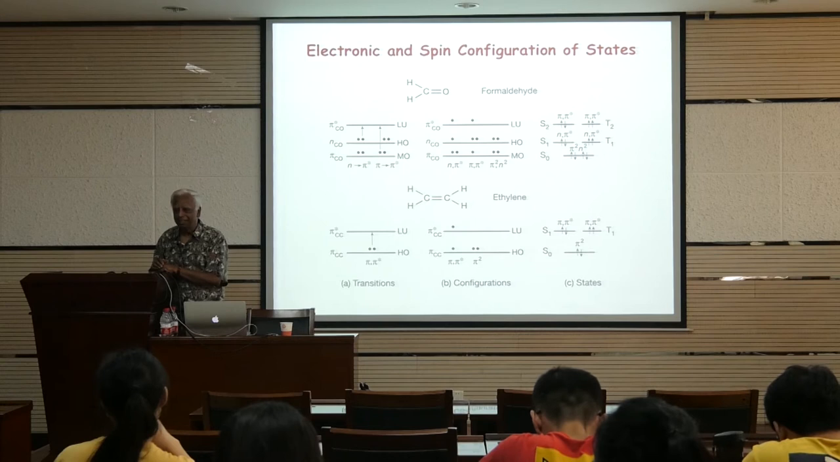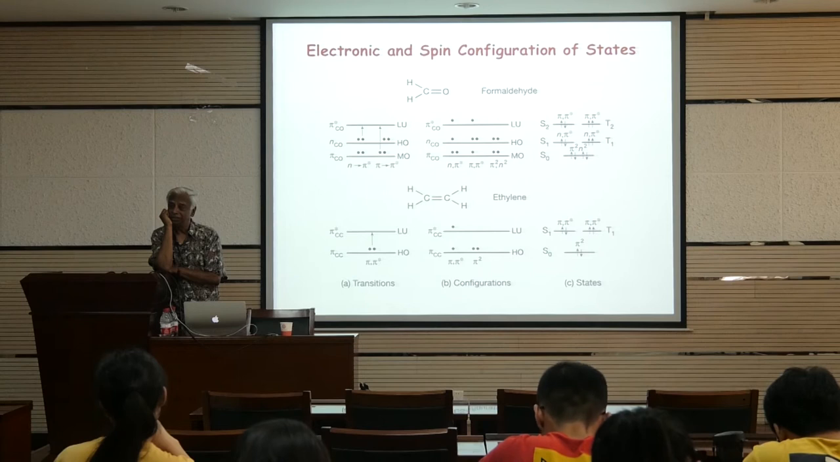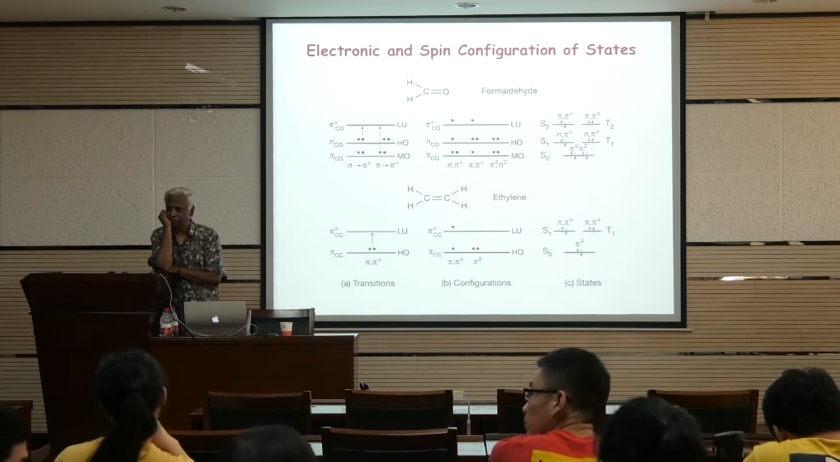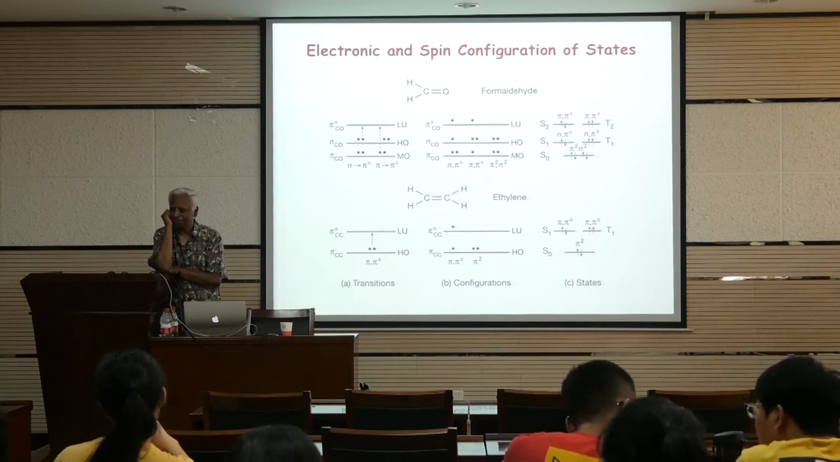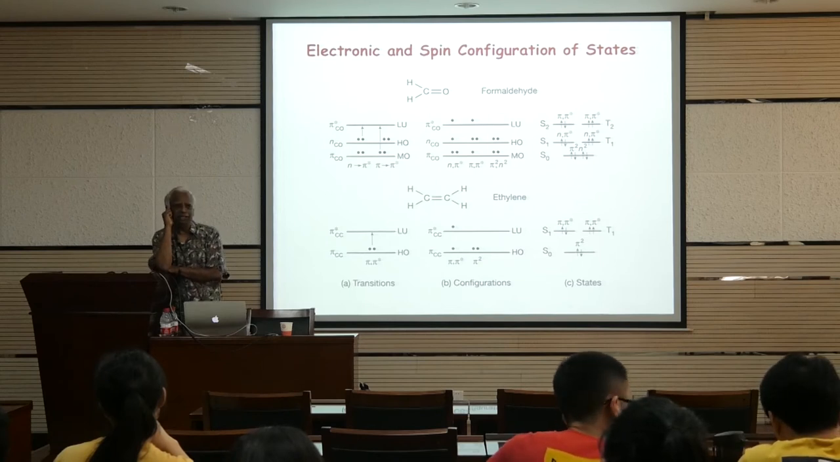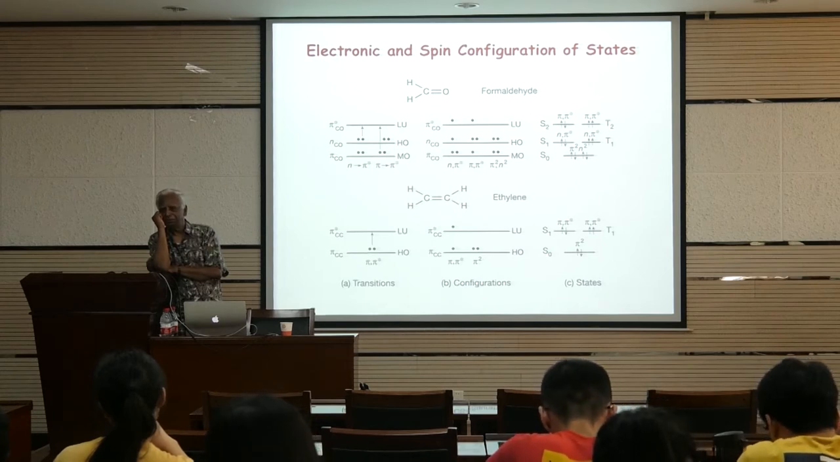Singlet is lower. Because the triplet, they have the same directions. Singlet is the same direction? Same direction. Triplet has the same direction, so the energy is higher than the singlet. So triplet is higher and singlet is lower. Okay, so anybody else has a guess? Anybody else?